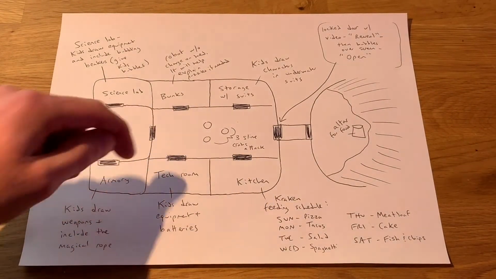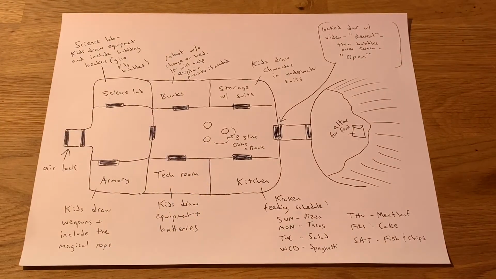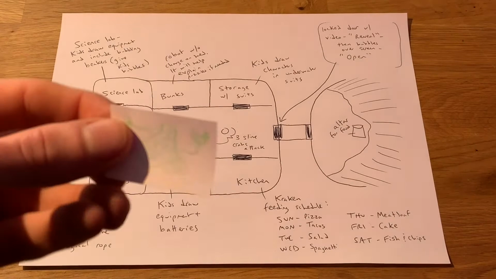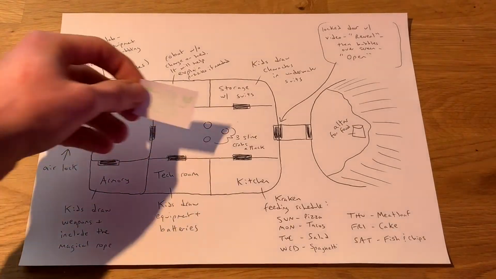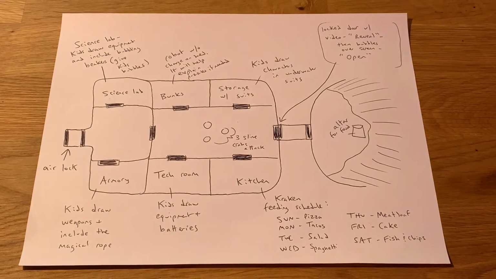Now they're going to keep exploring. Here, there are going to be 3 slime crabs that attack. So once they enter the room, you've already drawn these little slimes, and they're going to come start attacking the kids. Once everything is safe there, they can continue to explore.